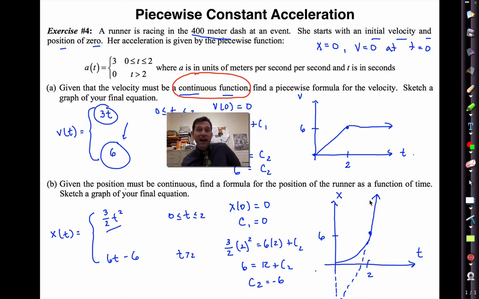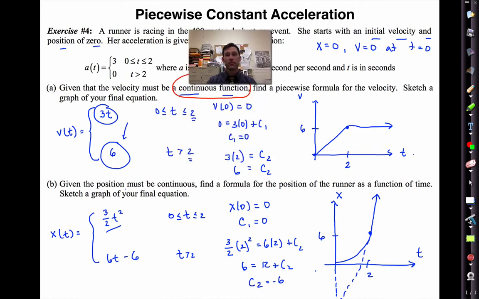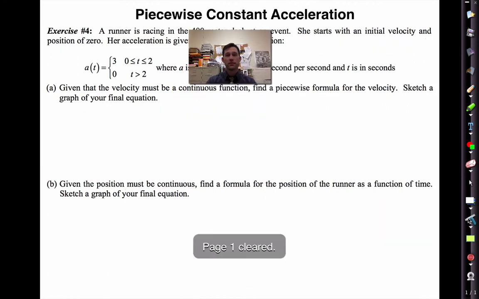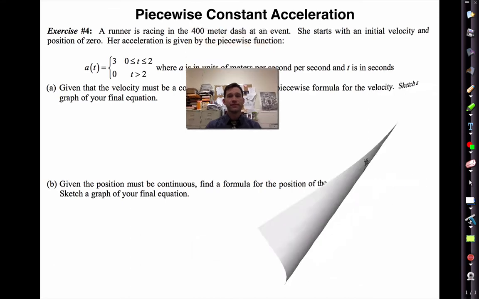That's almost exactly what we did when we looked at differentiable piecewise functions, and we made sure the derivatives matched as well as the y values. Isn't that cool, though? All right, I'll clear this text out before we finish up the problem. Okay, let's move on to the next sheet.